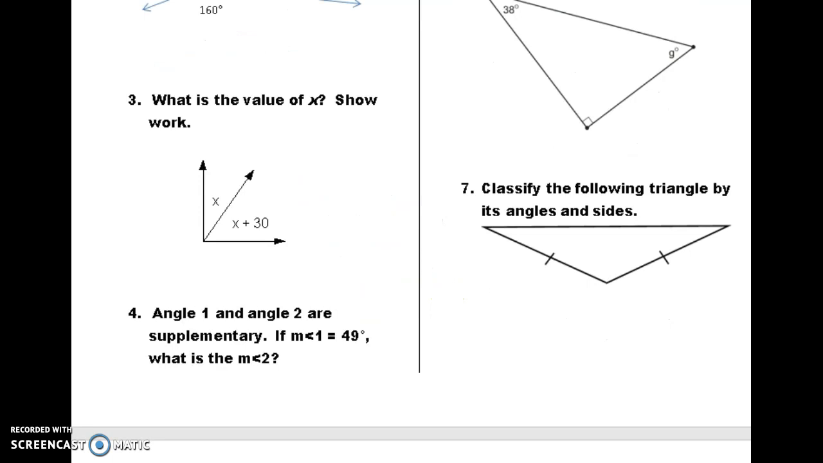Number 4, angle 1 and angle 2 are supplementary. That means when you add them together, they equal 180 degrees. If the measure of angle 1 is 49, what is the measure of angle 2? So 49 plus the measure of angle 2 equals 180. 180 minus 49 is 131. The measure of angle 2 is 131 degrees.